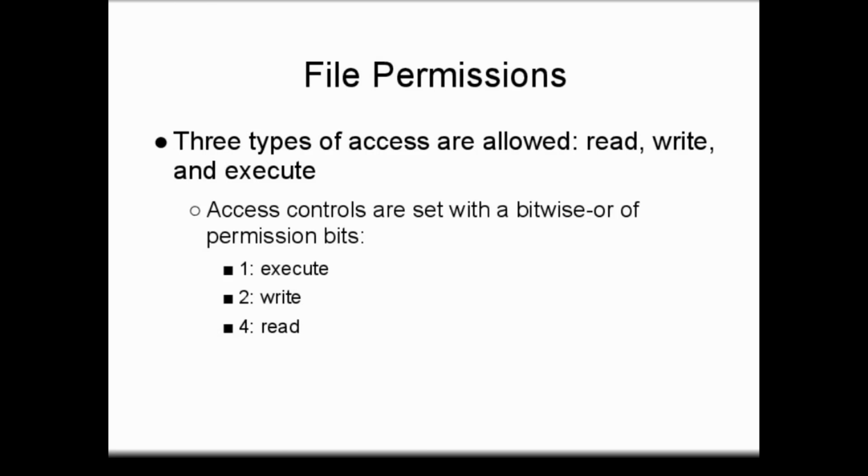Each file has 3 types of permissions for each of the 3 levels of access. Access controls are set with a bitwise OR of permission bits. A value of 1 is used for execute permissions, meaning that the file can be treated like a program and executed directly. A value of 2 is used for write permissions, meaning that someone could change or delete a file. And a value of 4 is read permission, being able to read the contents of a file.